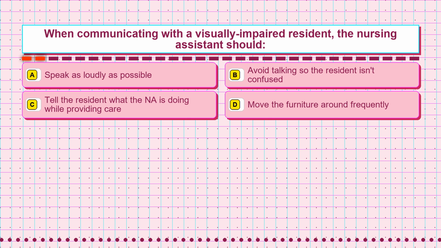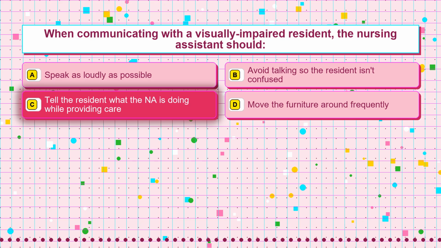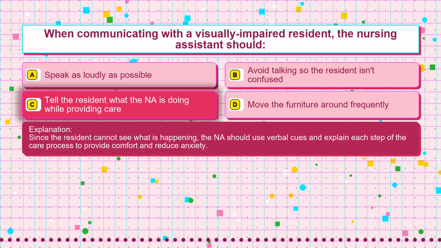Question 55. When communicating with a visually impaired resident, the nursing assistant should: Option A, speak as loudly as possible. Option B, avoid talking so the resident isn't confused. Option C, tell the resident what the NA is doing while providing care. Option D, move the furniture around frequently. The correct answer is option C. Tell the resident what the NA is doing while providing care. Since the resident cannot see what is happening, the NA should use verbal cues and explain each step of the care process to provide comfort and reduce anxiety.